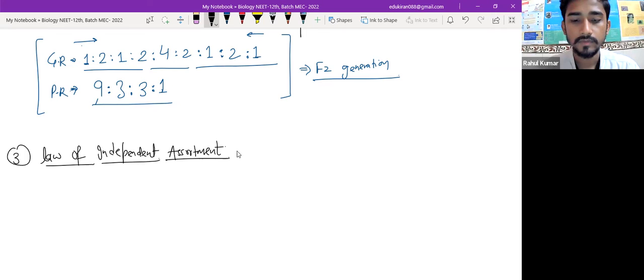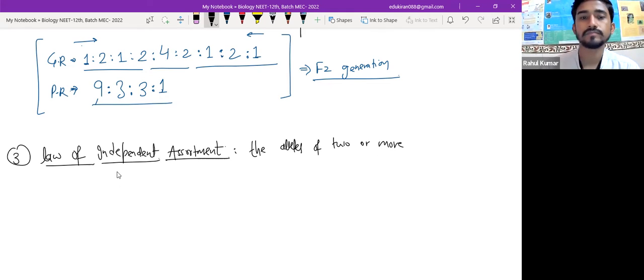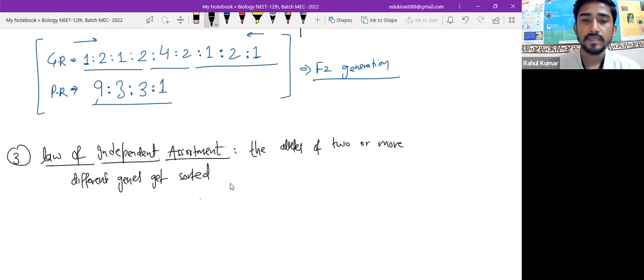Write down this law. This law states that the alleles of two or more different genes get sorted into gametes independently of each other.